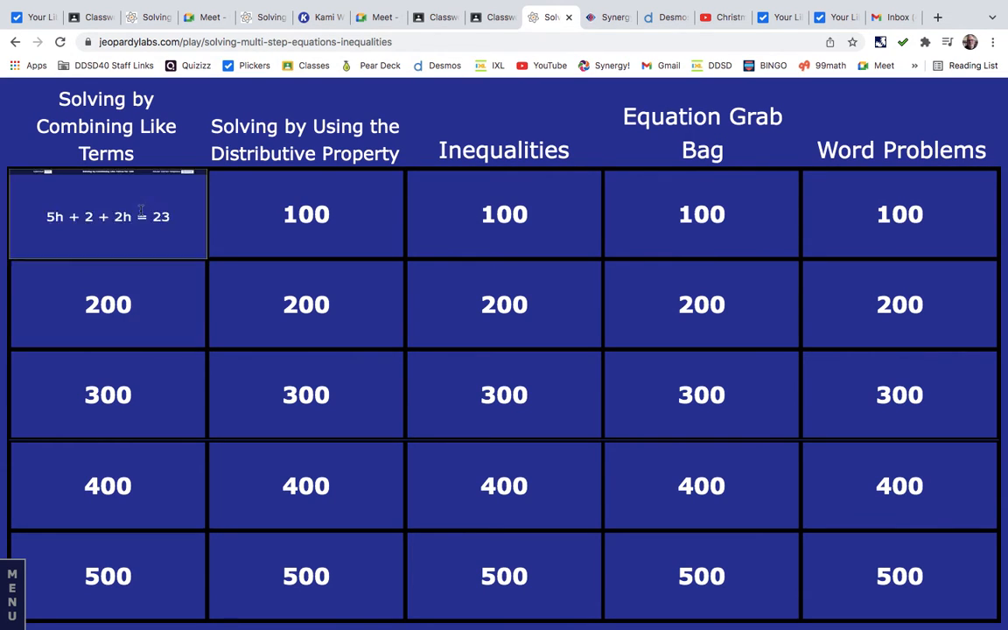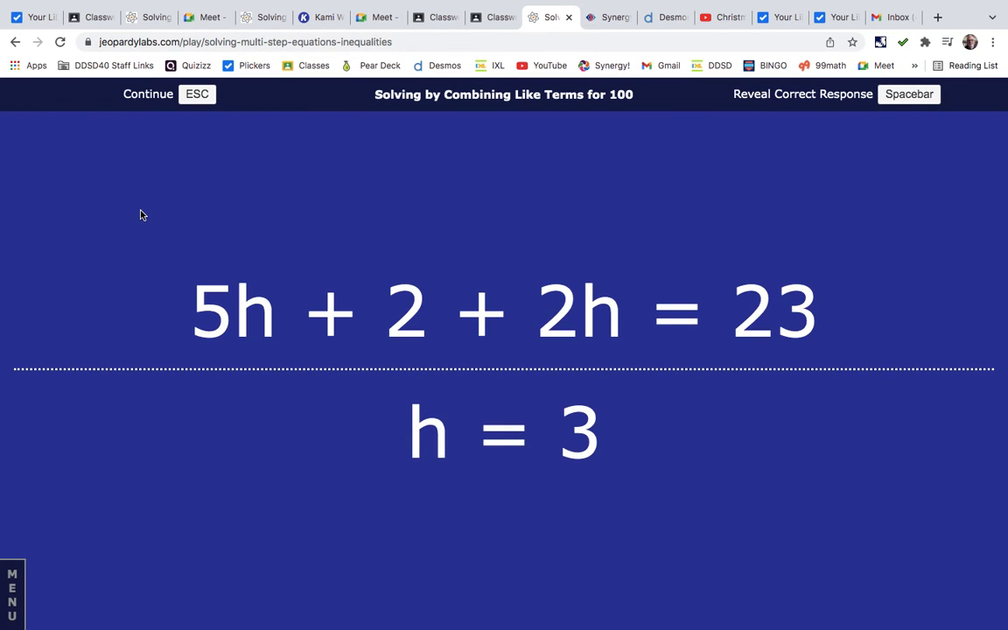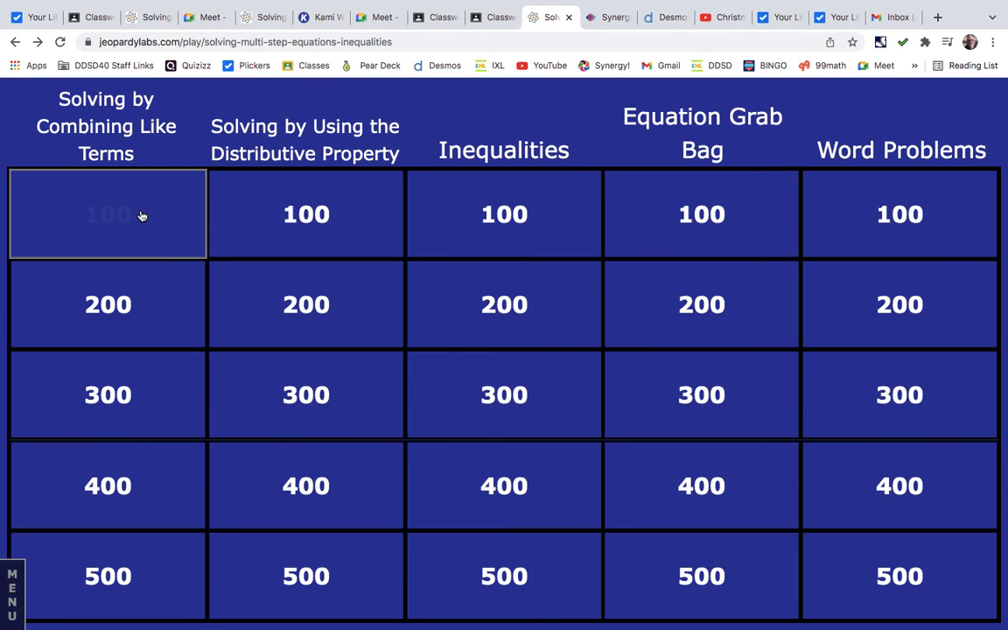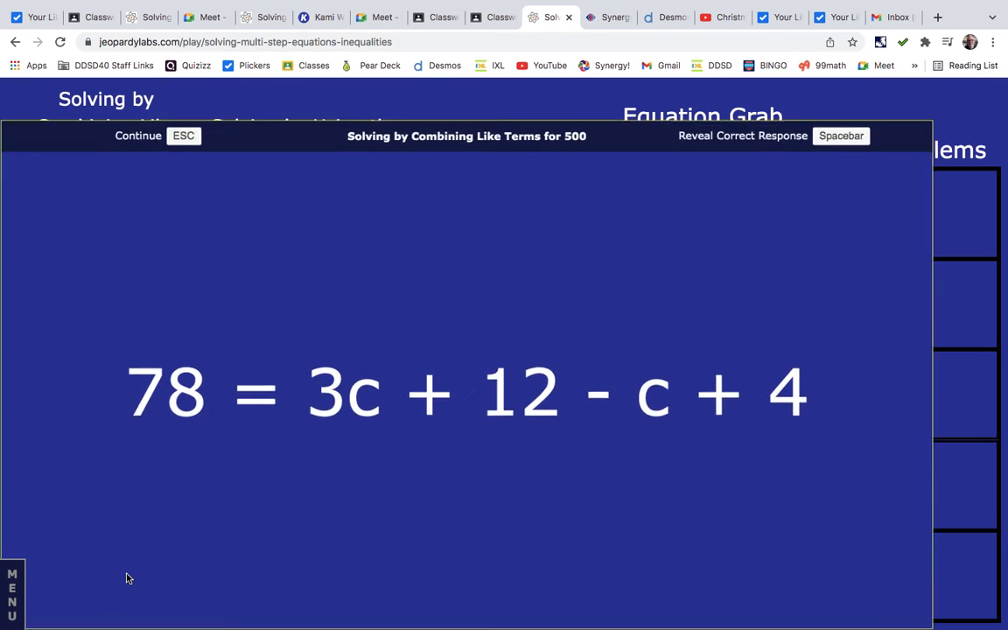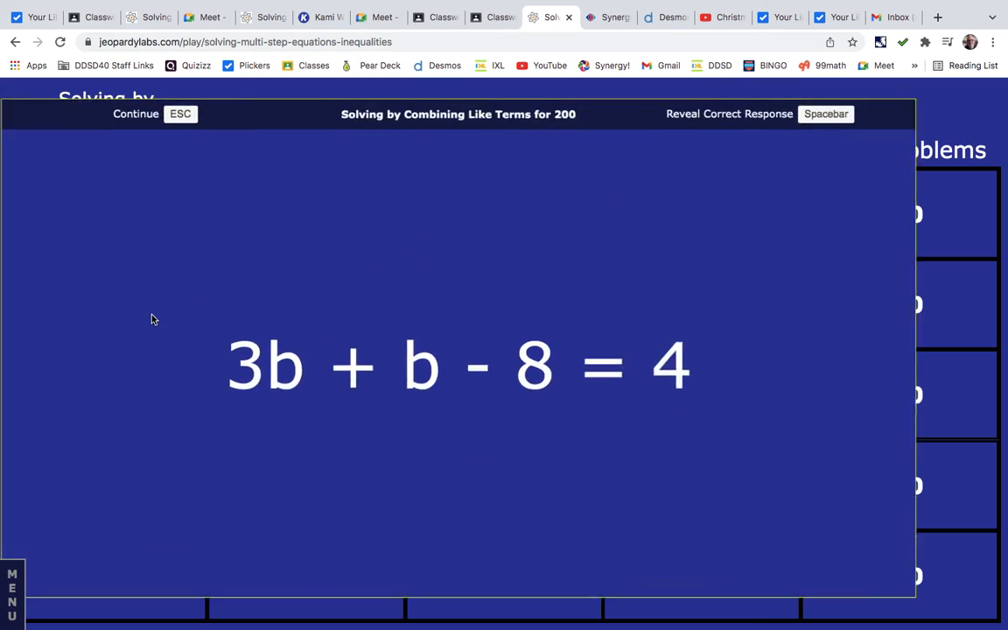So if I click on this one and I write this one down and I solve it and I combine 5h with 2h, I get 7h plus 2 is equal to 23. I subtract 2 from both sides. I don't have any tool to write on here, so I'll just tell you. So I'm going to subtract 2. That's going to be 21. 7h equals 21. So h equals 3. And then I hit this, and I find out that h is equal to 3. So that is how you use this Jeopardy. And the bigger numbers, 500 is going to be a more difficult question than the 200.